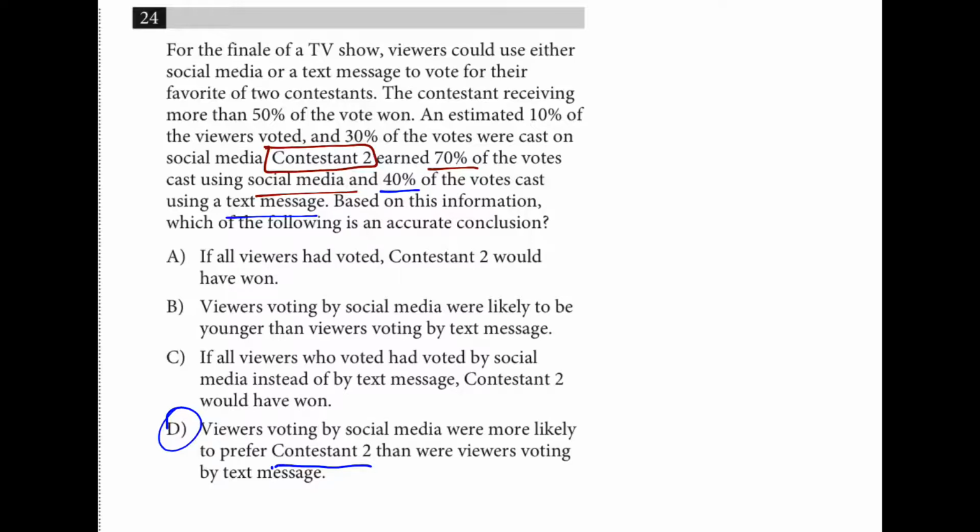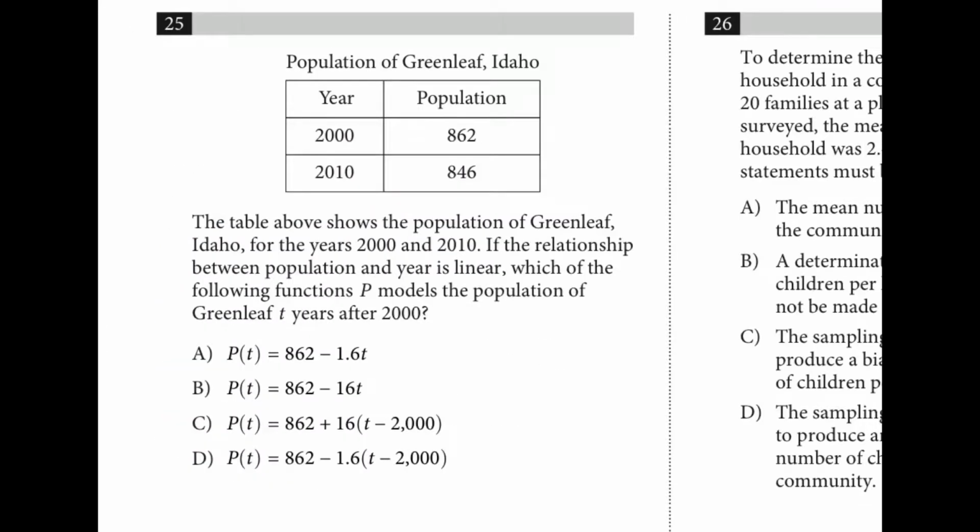Choice A, the number of viewers that voted doesn't change the percentages, so we can't extrapolate that. We don't know. Based on this pattern, it's not true. And we don't know anything about the age of viewers, and just because a viewer voted by a different medium doesn't mean they would change their mind. So that's why C doesn't make sense either. D.